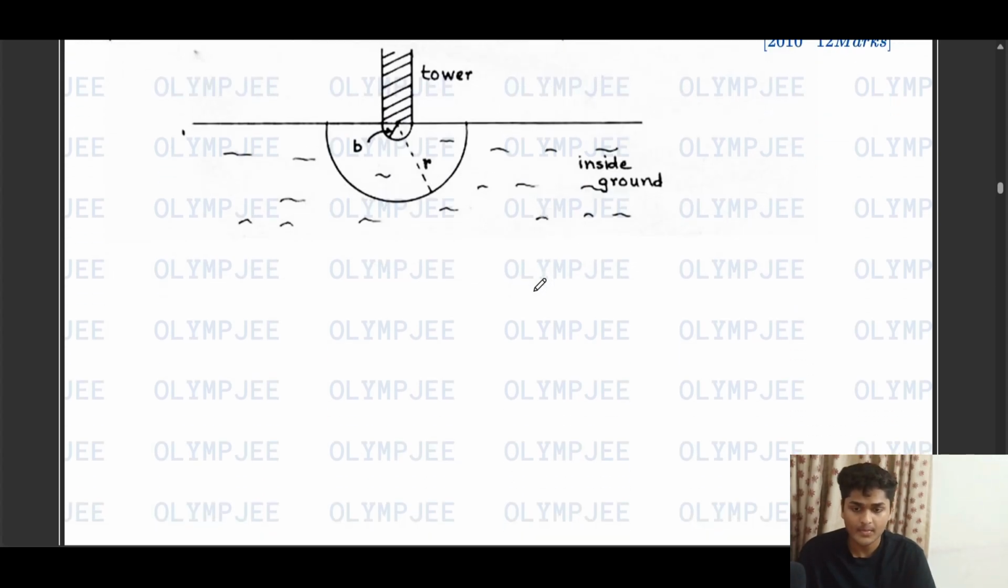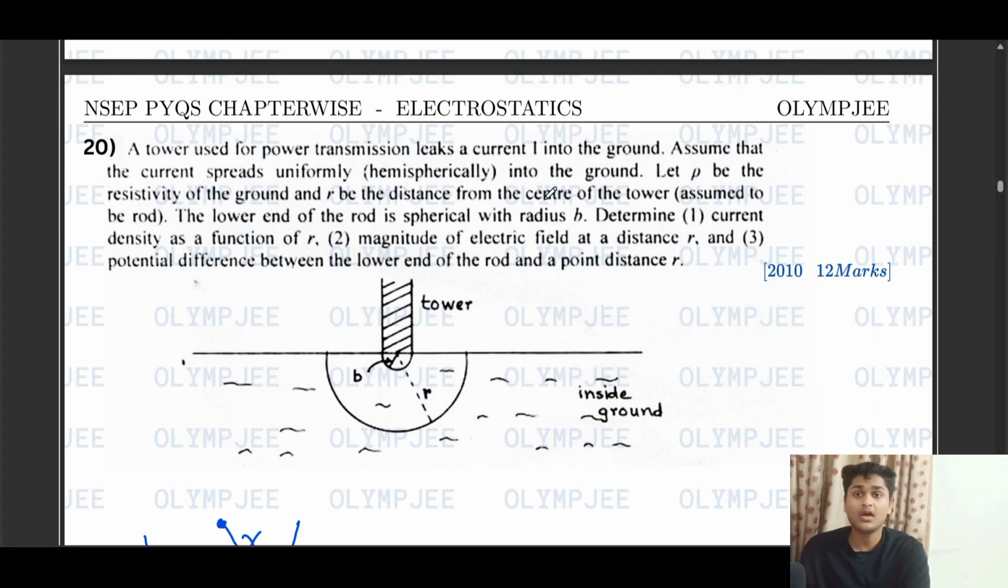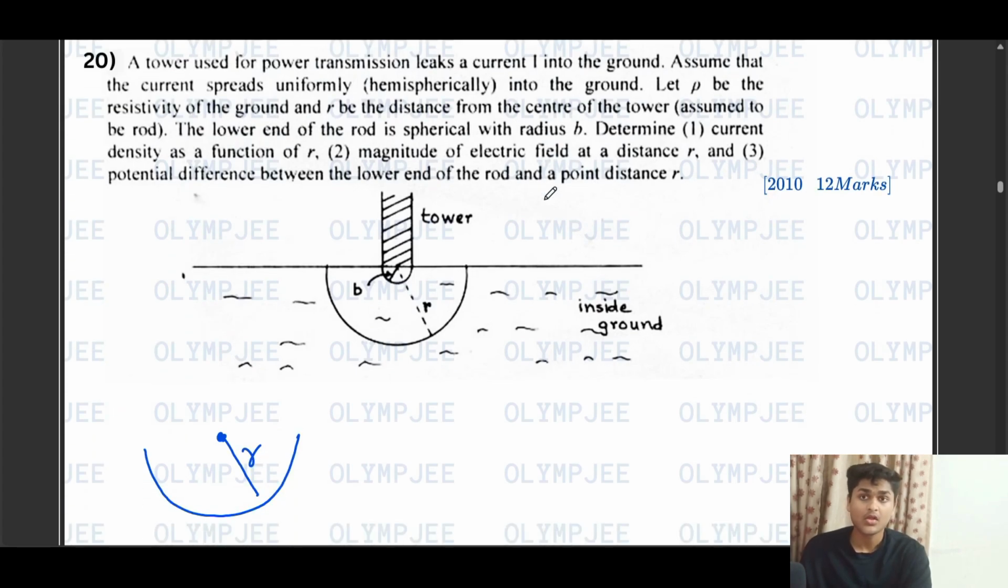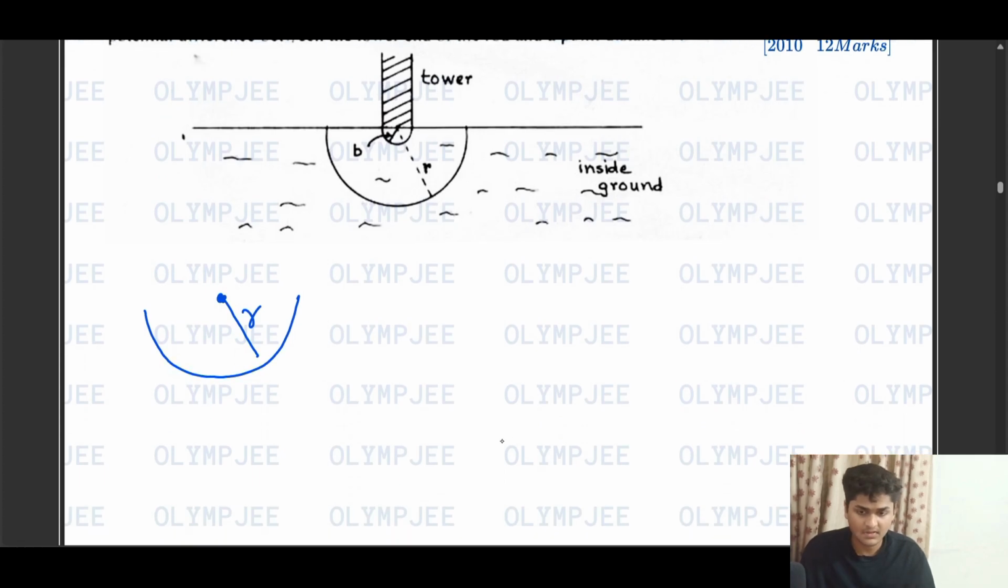So assume this as the center of the rod and this is some distance r. We know that the current is distributed uniformly hemispherically. So the current density would be given as I by the surface area of this hemisphere. Since the current is distributed hemispherically, we are taking a hemisphere at distance r and the surface area is given as 2 pi r square. So this is the current density.